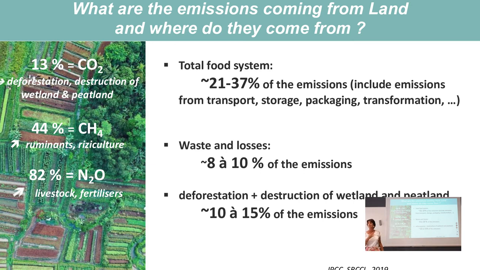Here again, stopping deforestation and avoiding draining wetlands and peatlands to grow food on them is something that is an immediate action. It's just avoiding. And if we do avoid this, then we also preserve some emissions.